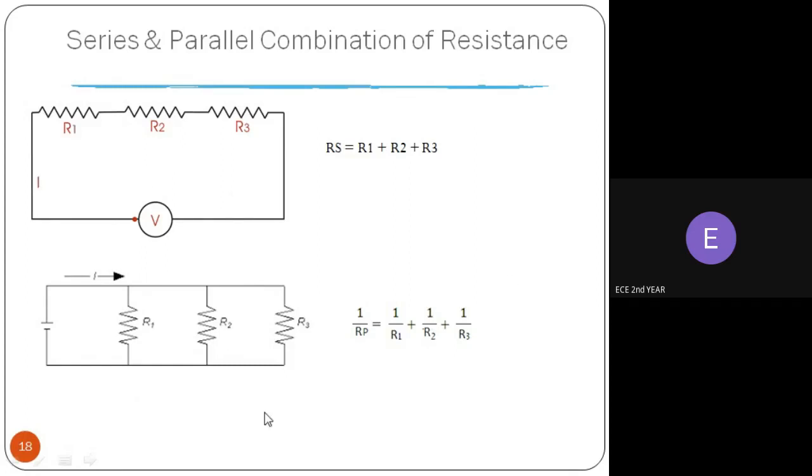In the same way, in a parallel combination, the current flowing through element R1 is I1, R2 is I2, R3 is I3. When we sum I1, I2, I3, it should be equal to the total current I flowing through the circuit. So this is the property of series and parallel combinations.